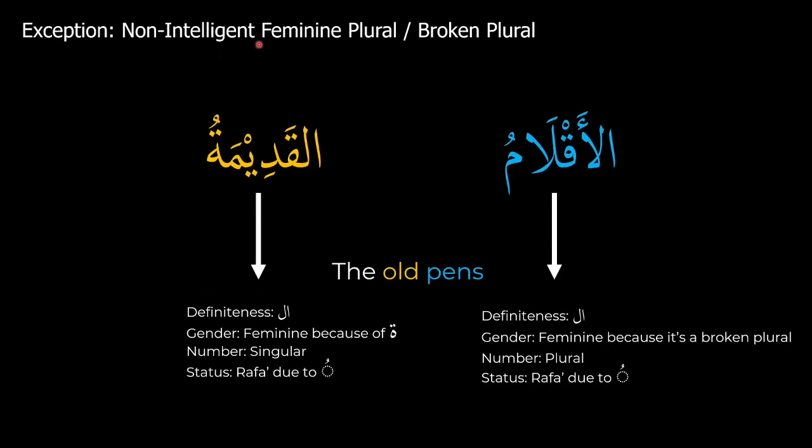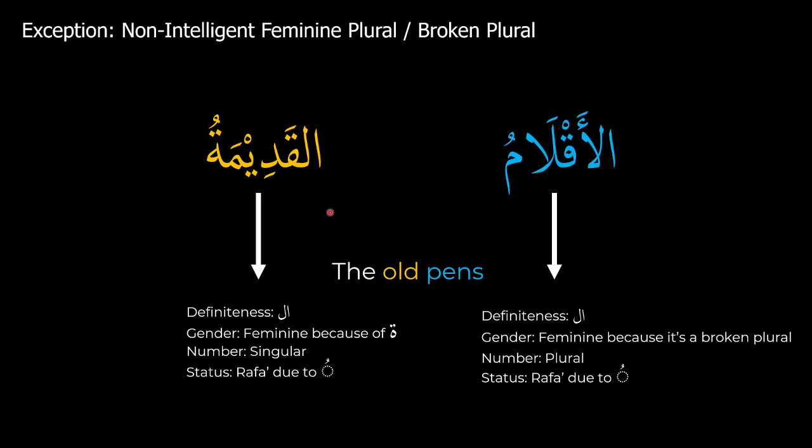So now the exception. Previously, when we studied pointing words, we learned that all feminine plural non-intelligent nouns, which are basically broken plurals, will be treated as singular feminine. So in descriptive fragments, this also applies to the adjective. So for example, here we have al-qalamul qadimatu, right? Let's see if they match on all four properties.